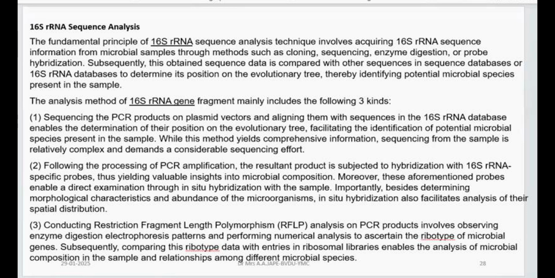But overall, when I say how you are going to approach the method, that is 16S rRNA sequencing analysis, right? So cloning, sequencing, enzyme digestion, right? Then hybridization, sequence analysis, and data analysis. So this is how it goes, and these are the major steps in 16S rRNA sequencing. And why are they required? So this is what we had started with.